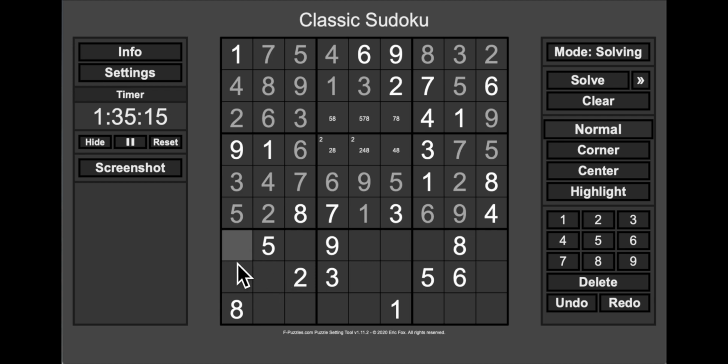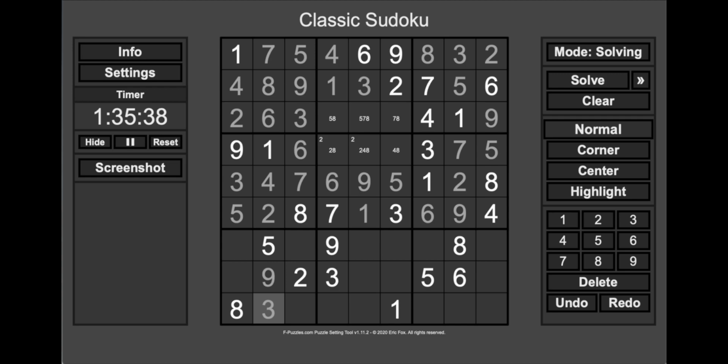Okay. I mean, these are right. And these are right. Column 2 needs 3 and 9. Well, this can't be 3, so this is 9. Makes that 3.